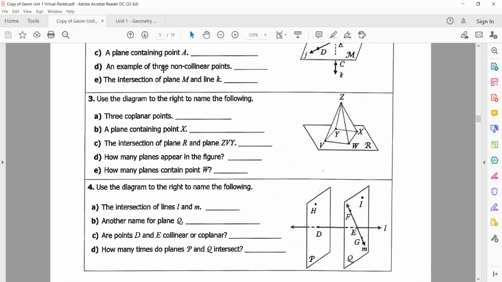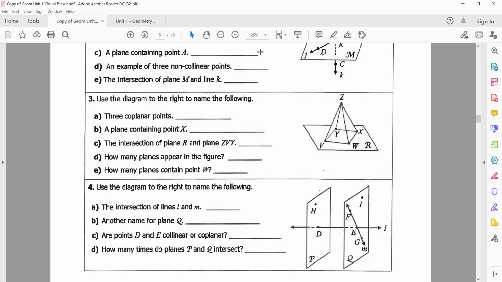Okay, where is ZVY? ZVY is this left-handed side of the pyramid. What do you think the intersection is? What part of that side is on the plane? V. And what else? It's not just point V. Oh, V and Y. VY.